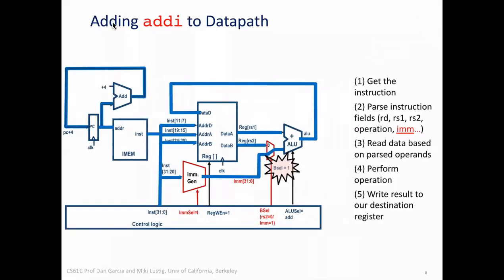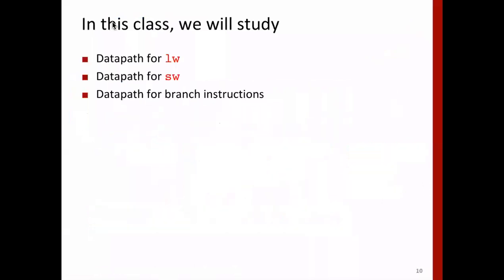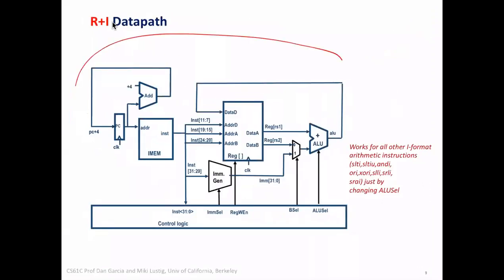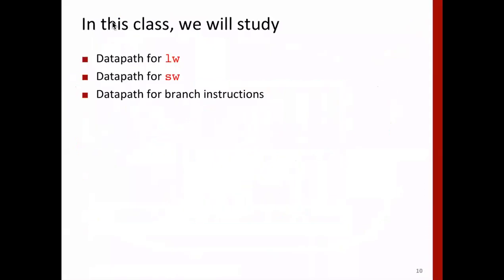So this is the complete data path for the instructions we have studied till now. So this is where we are. Now we are trying to add to this data path for the load word, store word and branch instructions. So these three we will study today.